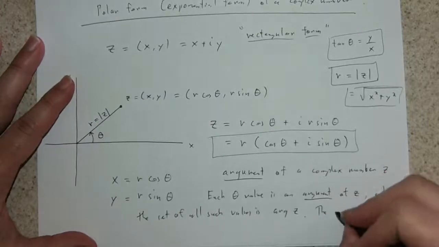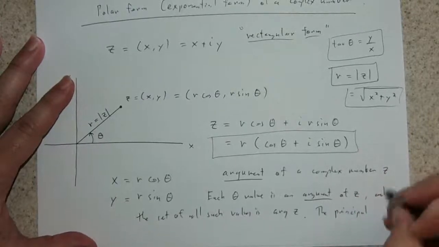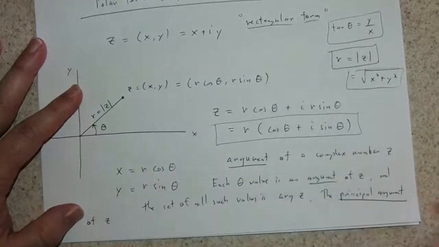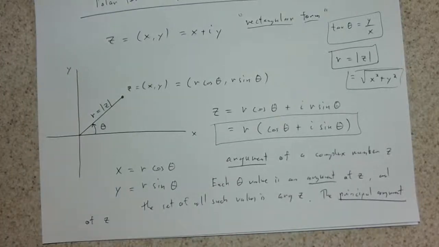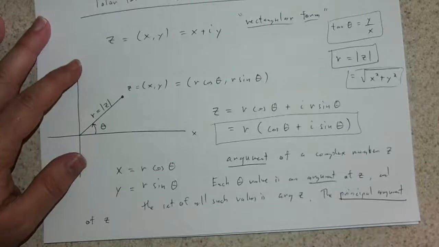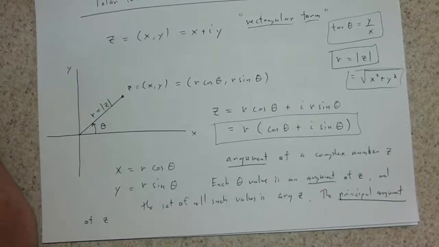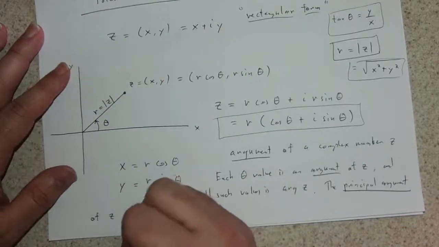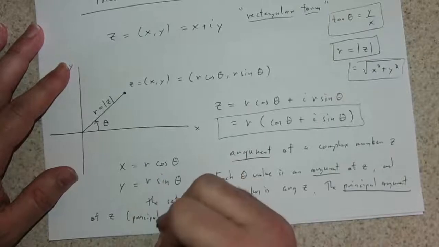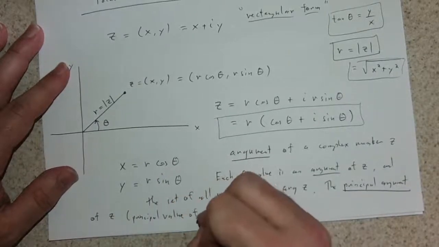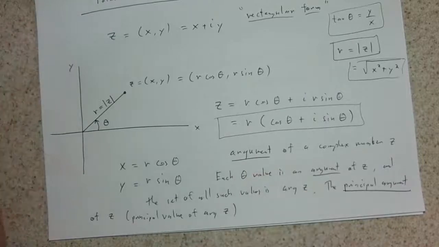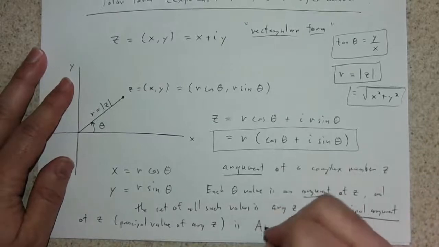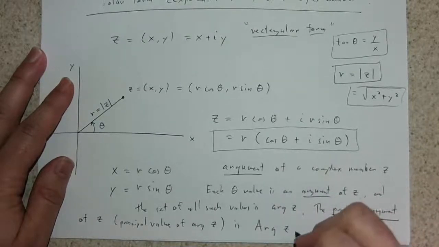The principal argument of z, or the principal value of arg z. If I want to match what the textbook says, it is denoted as capital A arg z.